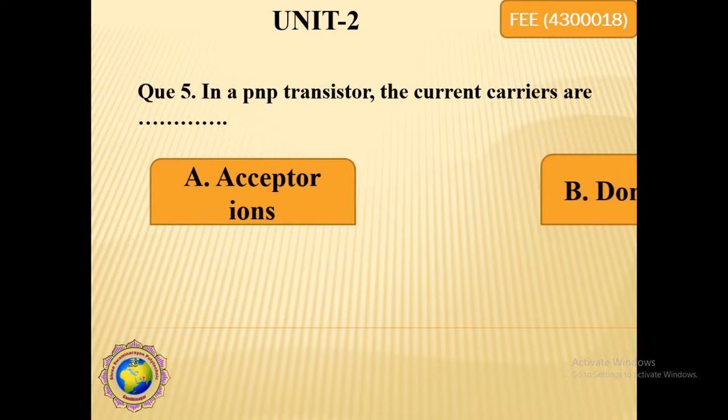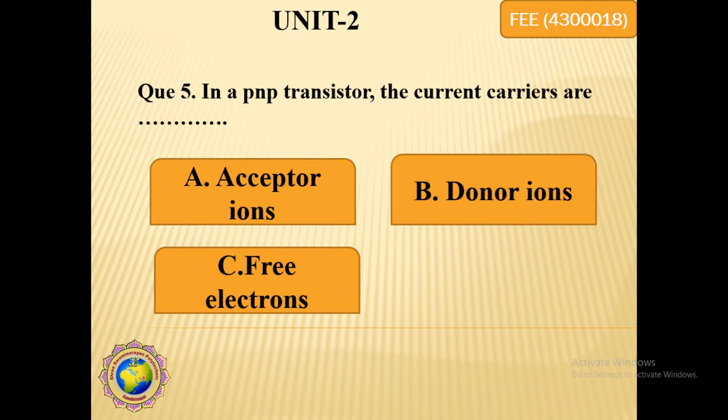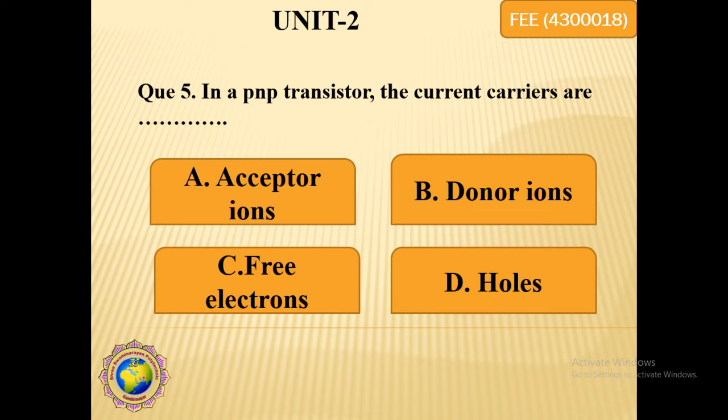A, acceptor ions; B, donor ions; C, free electrons; and D, holes. In a PNP transistor, the current carriers are dash dash dash. A, acceptor ions; B, donor ions; C, free electrons; and D, holes.